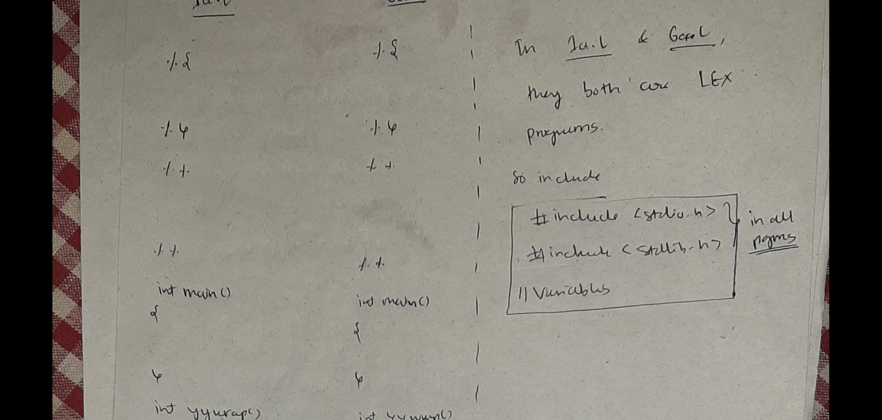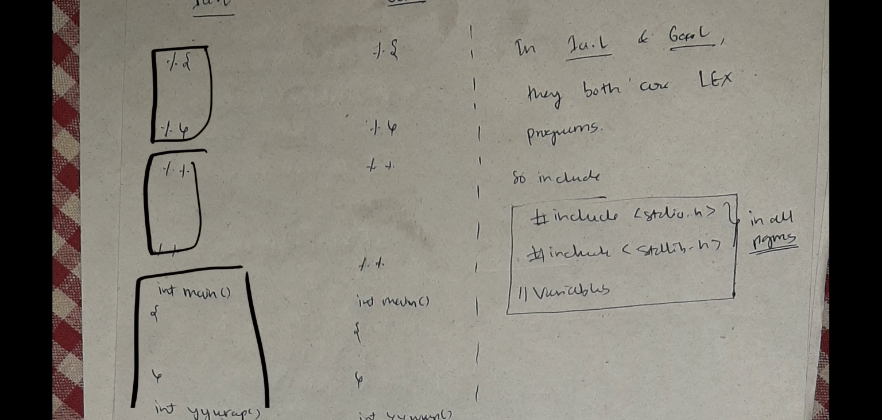What is this called? This is called the declaration section, this is called the rules section, and this is the int main part, the functions and all. So this is the first thing which you need to remember. Note it down somewhere.